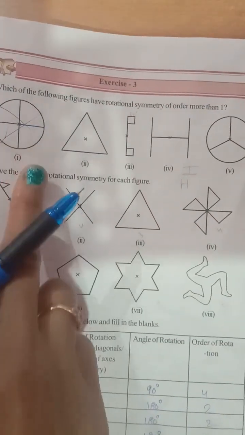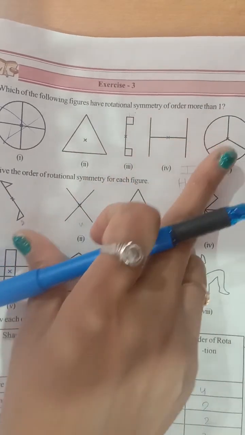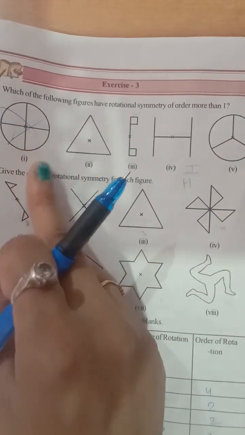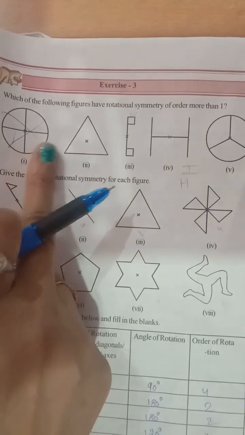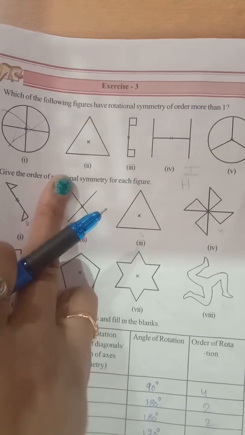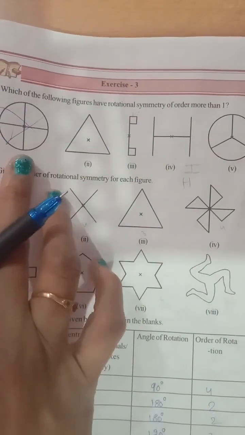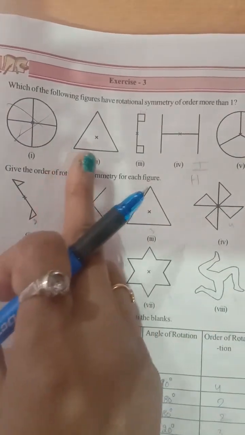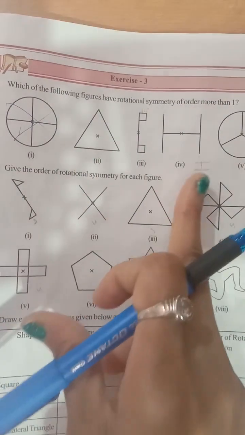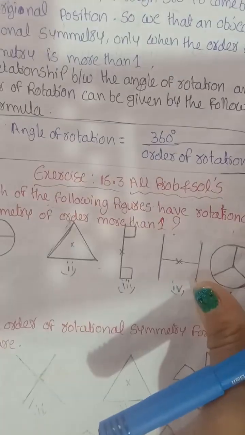First one: which of the following figures has rotational symmetry of order more than 1? More than 1. The figures are here, from the first to the fifth figure. So which figures have rotational symmetry of order more than 1, you can find out. The first figure is this first one.